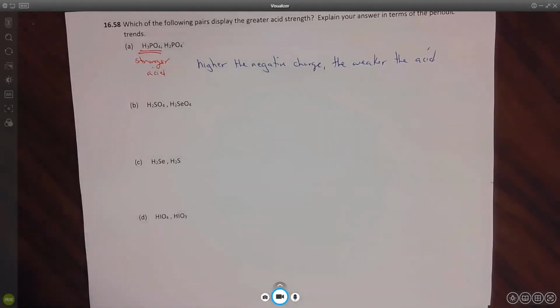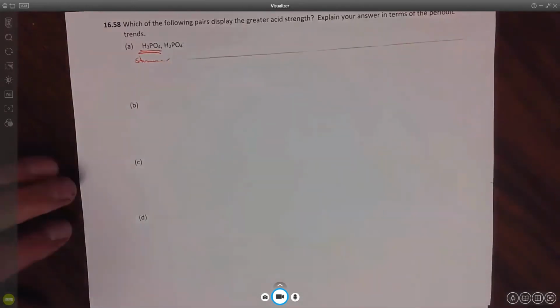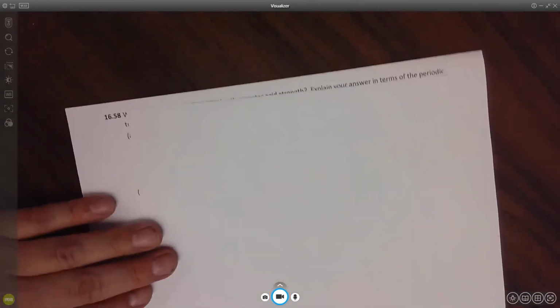Can you go over what oxalic acid is? Oxalic acid is actually a carboxylic acid. So again, there are three types of acids. There are binary acids.